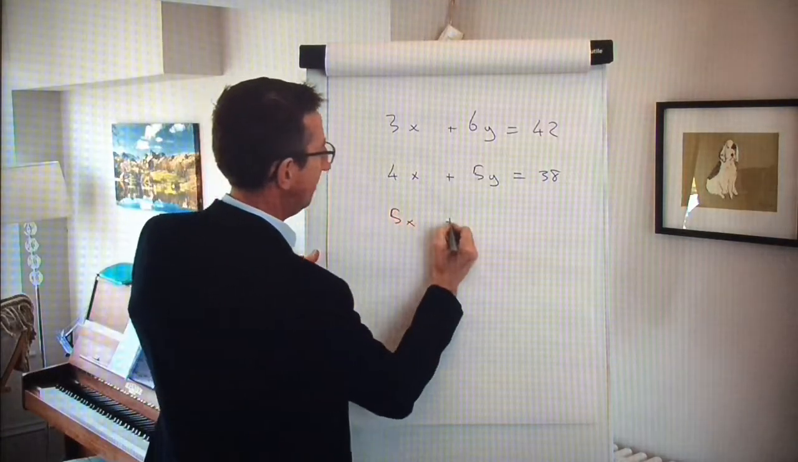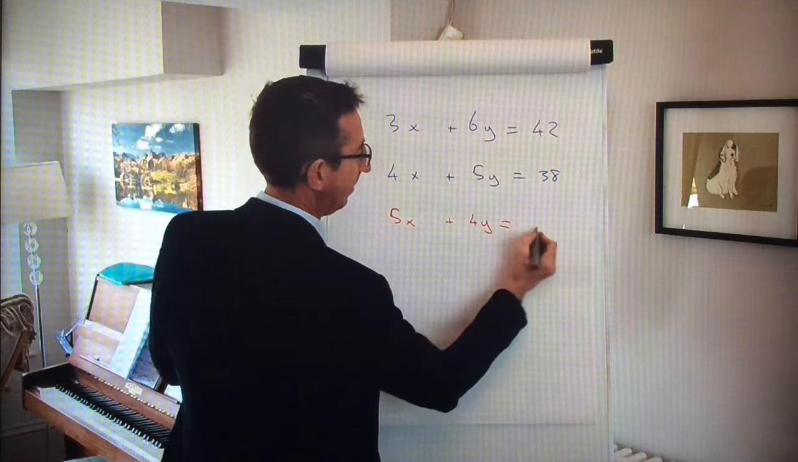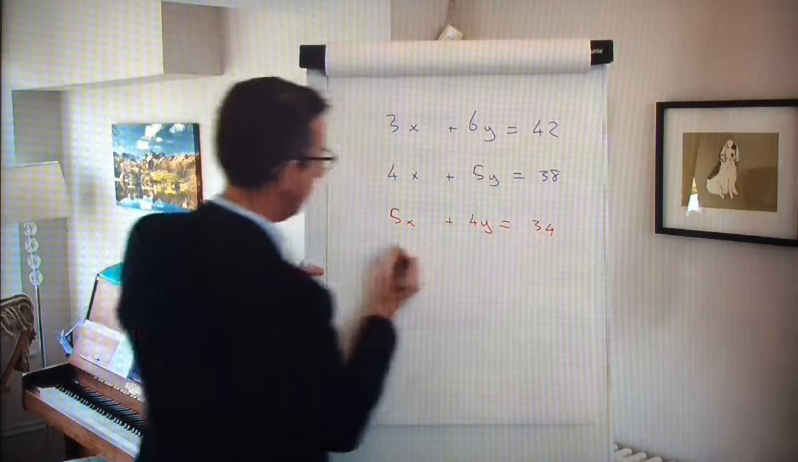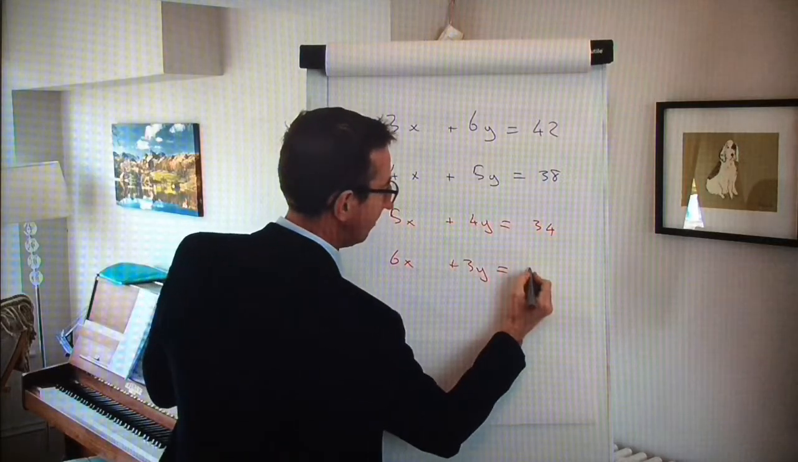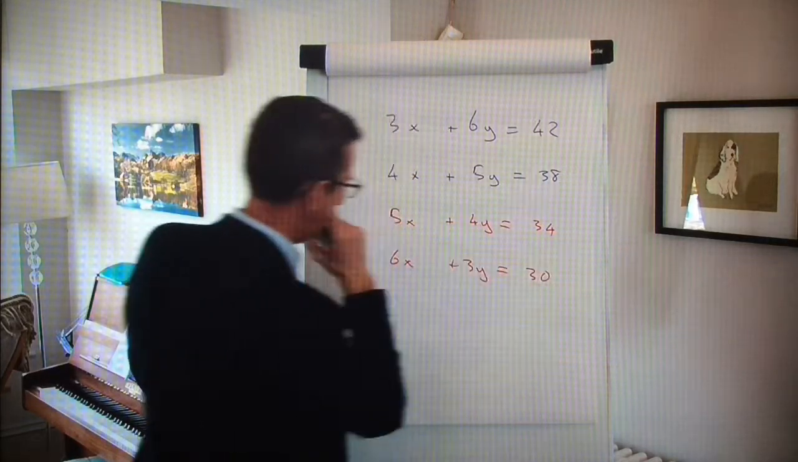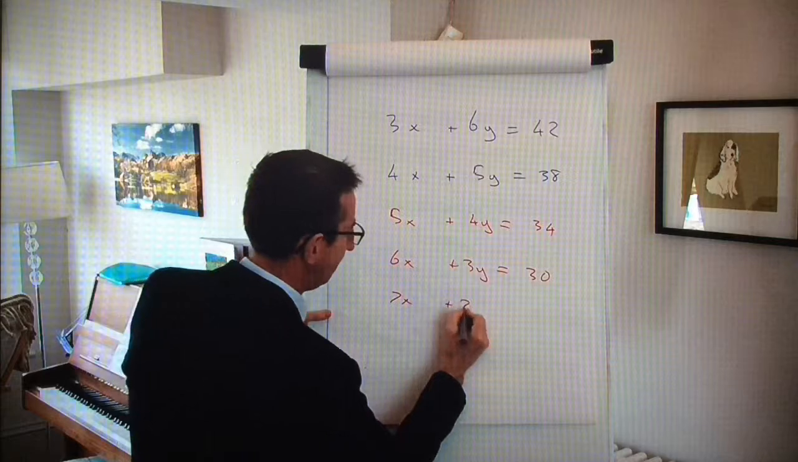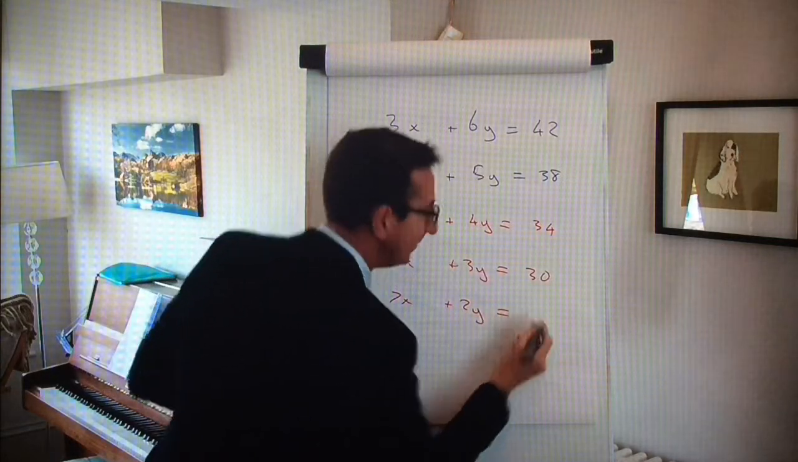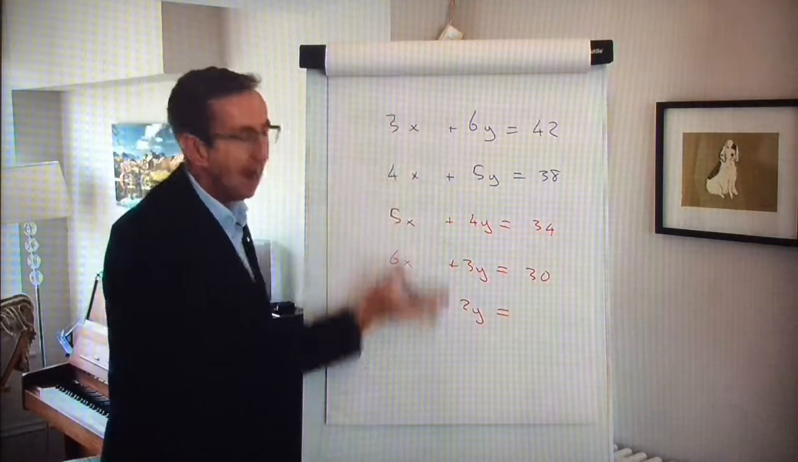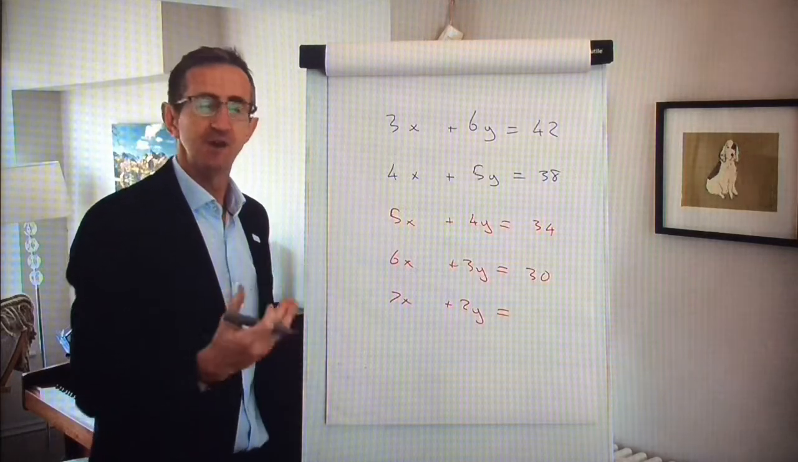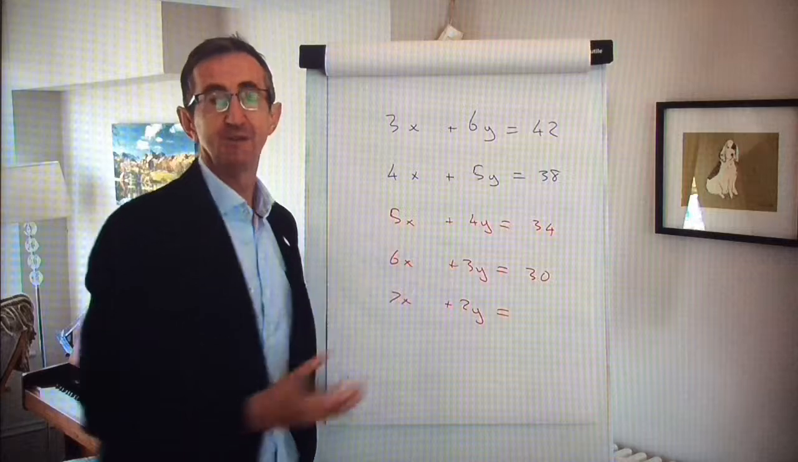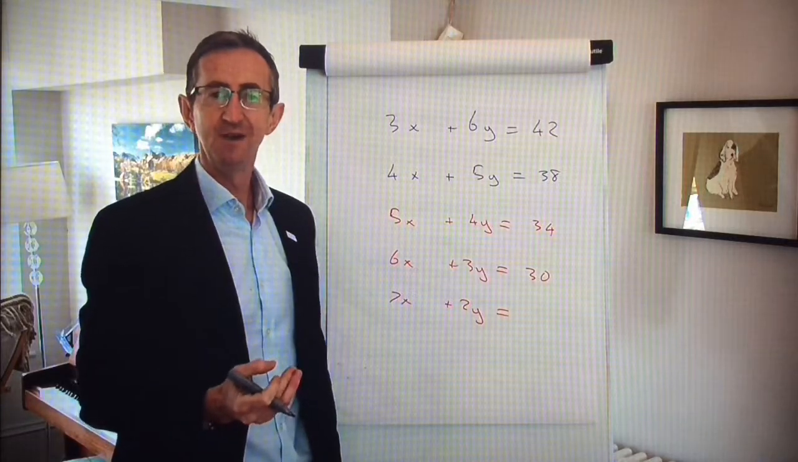5x plus 4y equals 34. 6x plus 3y equals 30. 7x plus 2y equals, and so on. And now they get the hang of what we're asking them to do. And I now prefer this way of solving simultaneous equations.